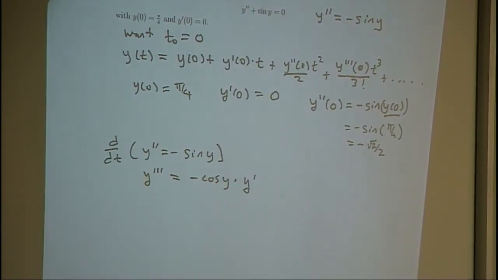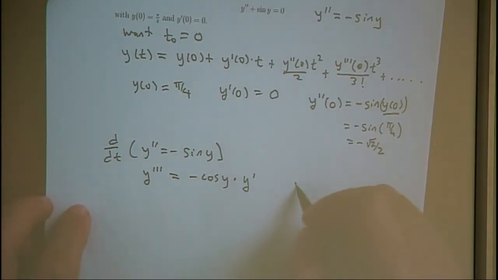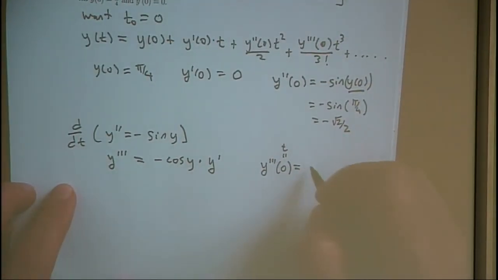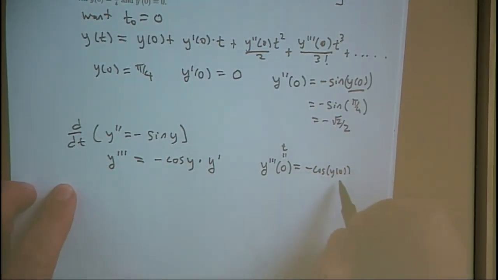Now, what is it when I plug in 0? Again, keep in mind I'm plugging 0 in for t. There's t there. Well, that would be minus the cosine of y of 0 again, right? Don't make that mistake of putting 0 there. Times y prime at 0.